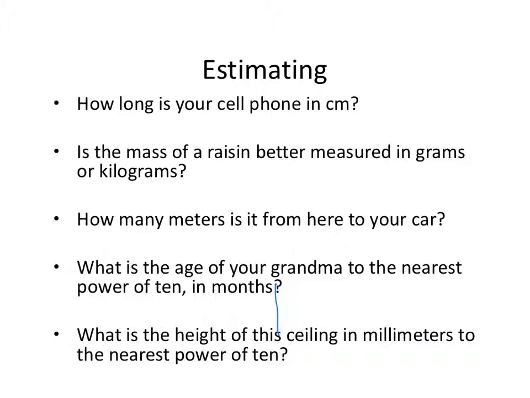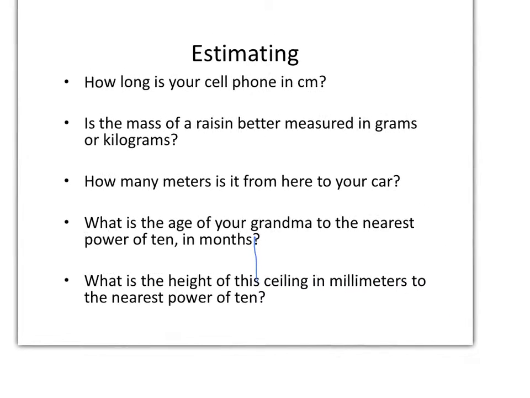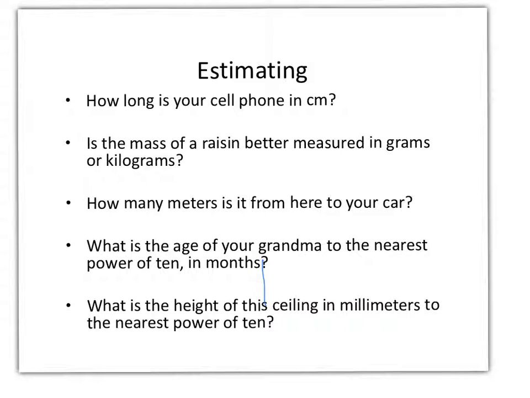Some estimation. We all need to do some estimation in our homework, and we'll have to do some on the test. How long is your cell phone in centimeters? Your cell phone is a typical cell phone. It's 5 or 6 inches long. We could call that 15 centimeters. The next question says, is the mass of a raisin better measured in grams or kilograms? Well, a kilogram is about 2.2 pounds. A gram is actually really more like the mass of a raisin.